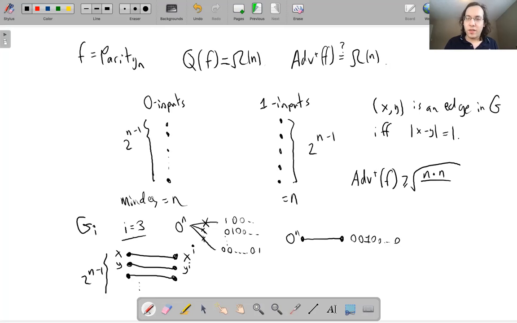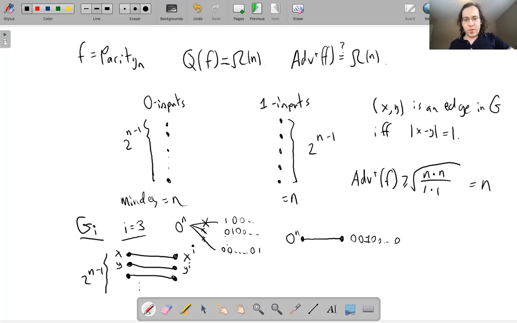And so the product of the max degrees is still 1. And maximizing over i, it's still 1 because this is true for every G_i. And so basically we get n times n divided by 1 times 1, which is n. So we get that the adversary bound of f is n. Well, it's at least n. It's always at most n, so it's exactly n in this case. And therefore the quantum query complexity of f is Omega(n). So we've reproved this as well.